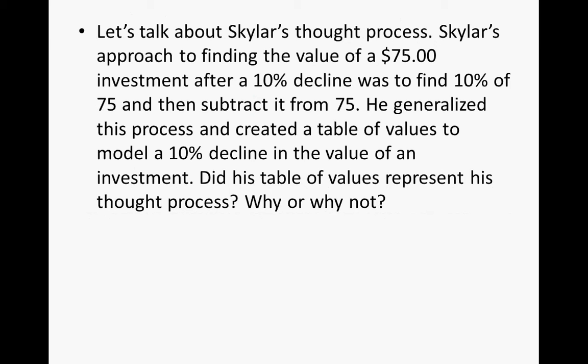All right, let's talk about Skylar's thought process on this problem. Skylar's approach to finding the value of a $75 investment after a 10% decline was to find 10% of 75 and then subtract it from 75. He generalized this process and created a table of values to model a 10% decline in the value of an investment. Did his table of values represent his thought process? Why or why not?